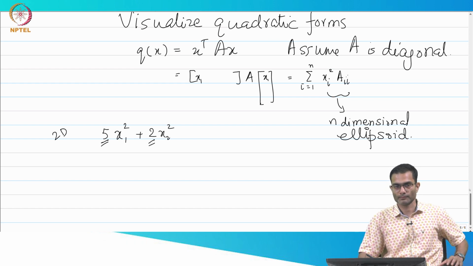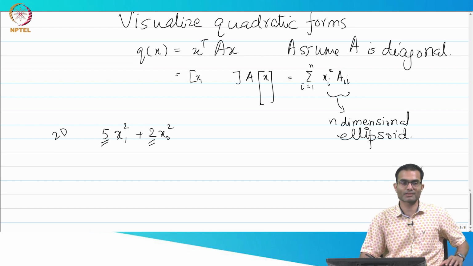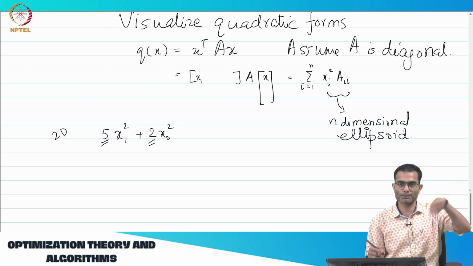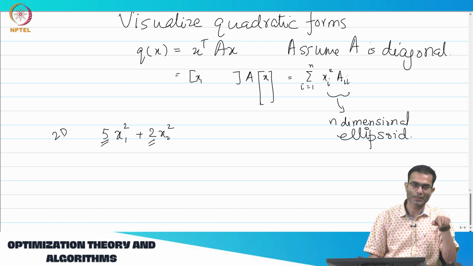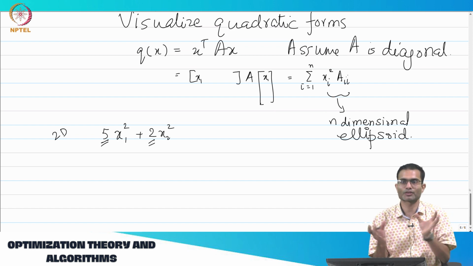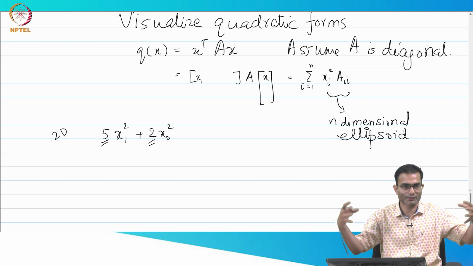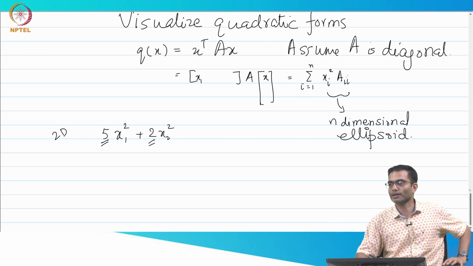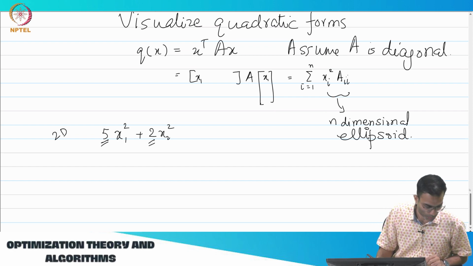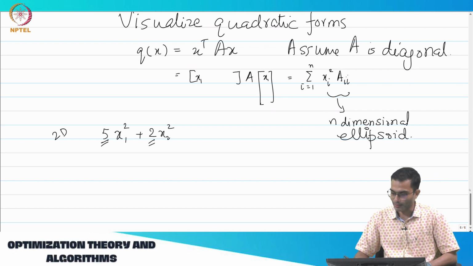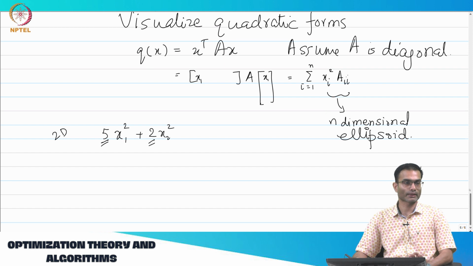Okay. So we can easily visualize this in 2D. I can draw ellipses on a piece of paper. If I want to visualize it in 3D, I can visualize it like a chocolate eclair. It's a 3D ellipsoid. Beyond that, tough luck. At least normal human beings can't do it. So this was the case where A is diagonal.